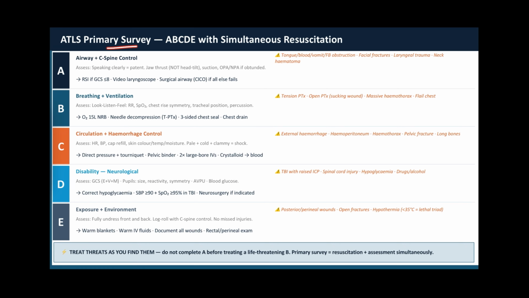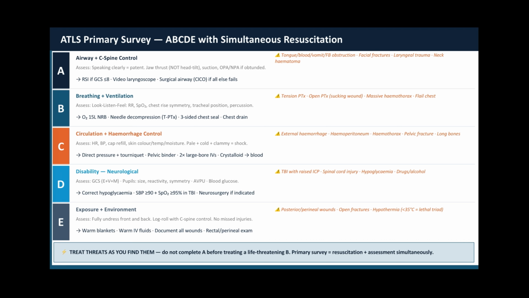Remember, one principle throughout trauma management is to treat threats as you find them. Don't finish the entire ABCDE before intervening. If you identify a life-threatening airway obstruction, you fix it immediately before going for the breathing. Or if you recognize a tension pneumothorax during the breathing assessment, decompress the chest immediately. Assessment and treatment must always happen together. Let's briefly go through each and every component.